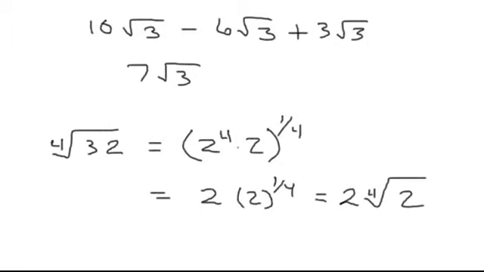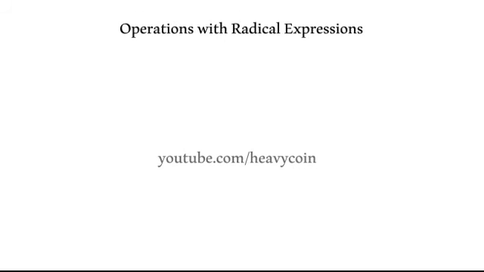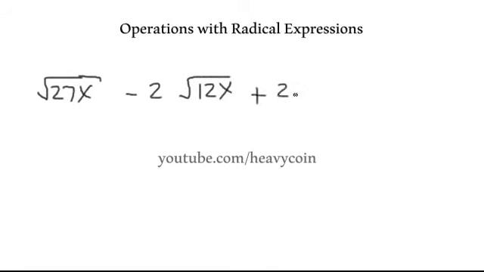Alright, now let's work some with one that's got a variable involved. Alright, let's say we had the square root of 27x minus 2 times the square root of 12x plus 2 times the square root of 48x. We're going to simplify this down.